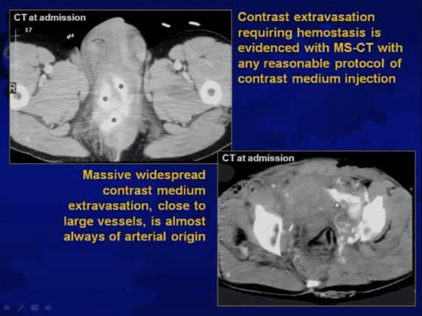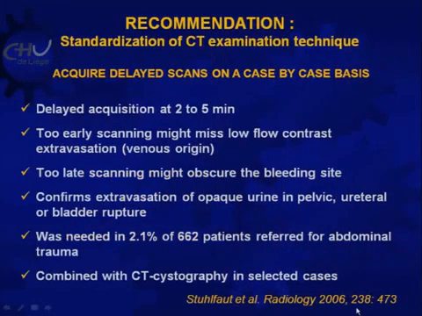The next question is standardization, in the standardization range, delayed scans. Do we need delayed scans? Is there any interest to do a delayed scan? You have to scan at the right time, not too early, not too late. Okay? But then comes the question of the urinary tract, rupture of the urinary tract, in the renal pelvis, in the ureter, in the bladder. In order to see this, you have to have delayed scans. And 5 minutes is, I think, the right place to do it.